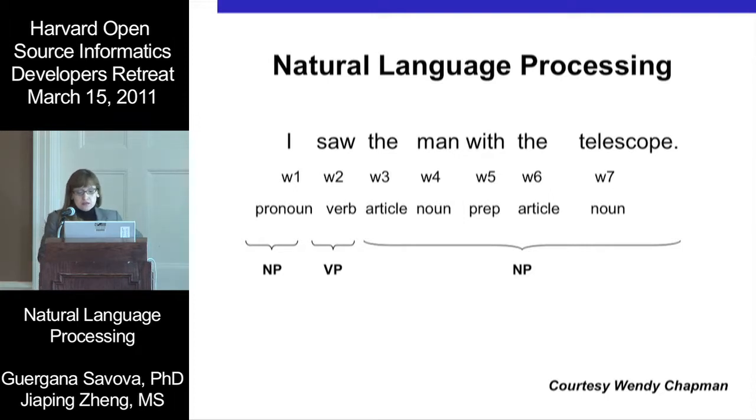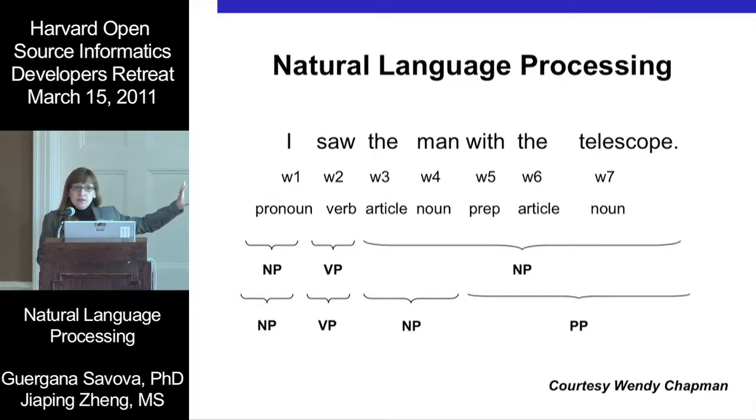And the first meaning is represented by this parse. The NP indicates that it was the man who had the telescope, while the second parse indicates that I used the telescope to see the man. So now this is a very difficult problem, and we as humans probably will ask follow-up questions to understand the full semantics of this text.